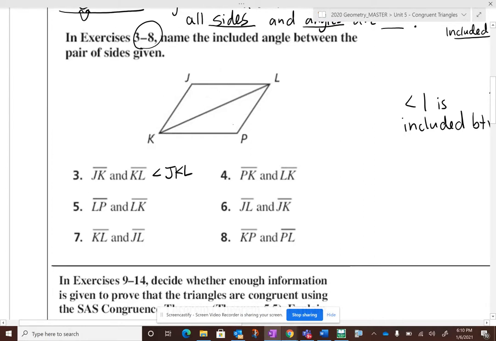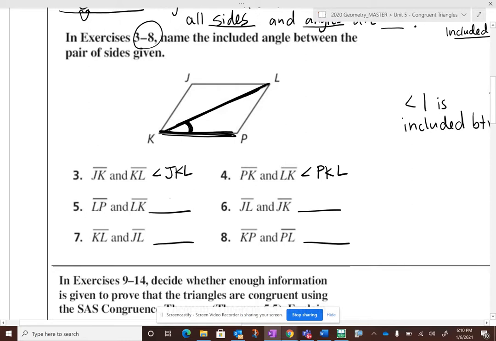Number 4 says the included angle between PK and LK. Well, that would be this angle here, so that'd be angle PKL. All right, you are to pause the video now and do these four problems.